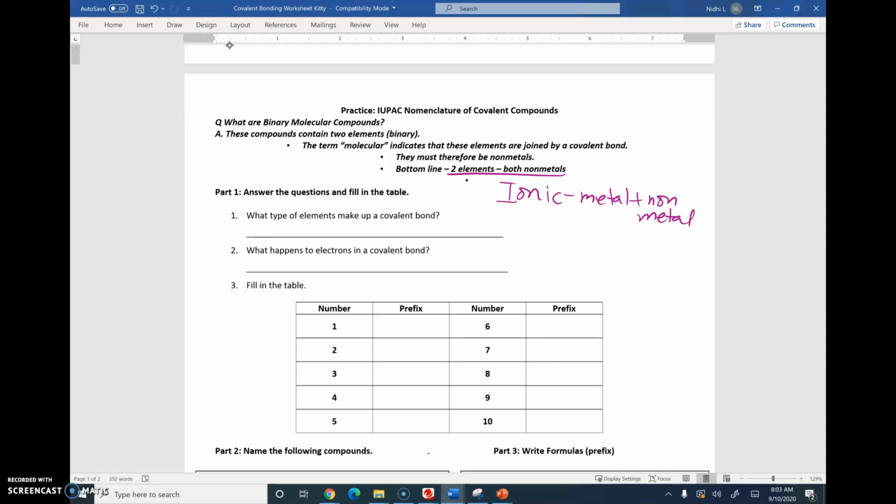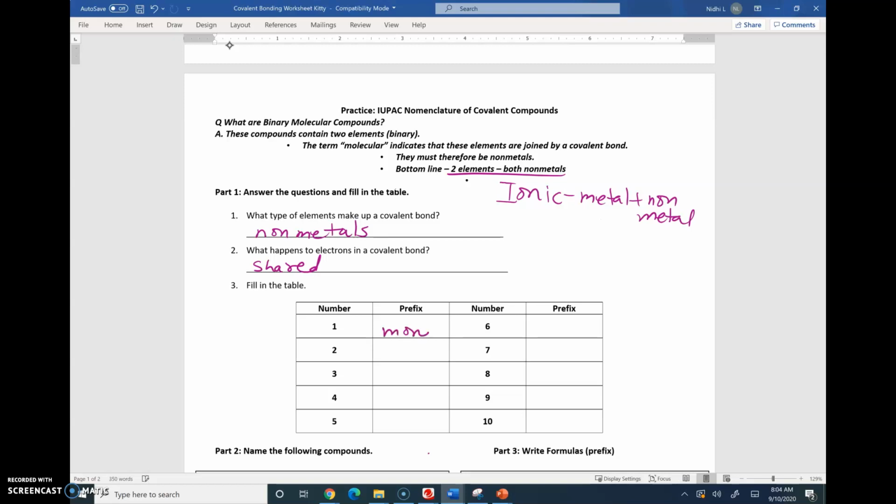So what type of elements make up a covalent bond? The answer is nonmetals. All right, hopefully you've gone through the PowerPoint that's uploaded in Canvas when you're doing this, okay? What happens to electrons in a covalent bond? The electrons are shared. And what you need to know is you need to know these prefixes here, because that's what we're going to use in covalent.